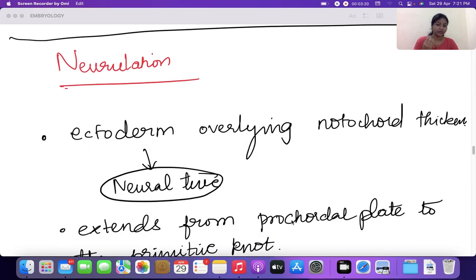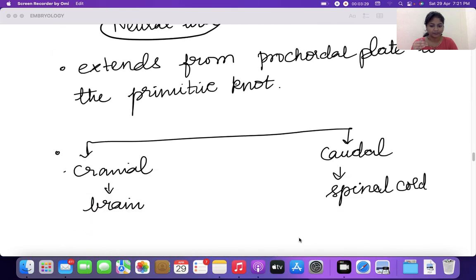What is neurulation? The ectoderm overlying the notochord thickens to form the neural tube. It extends from the procaudal plate to the primitive knot. And the cranial part becomes the brain and the caudal part becomes the spinal cord.